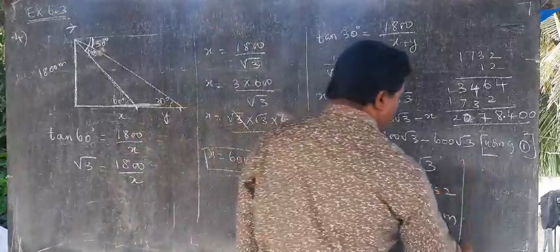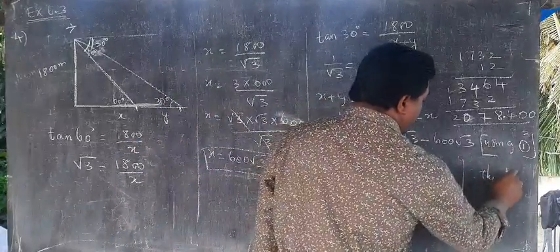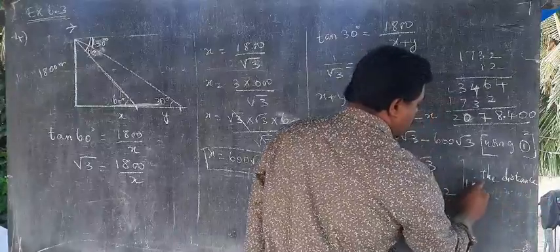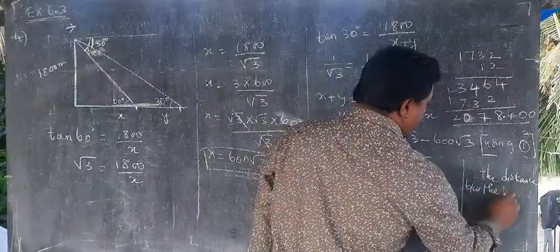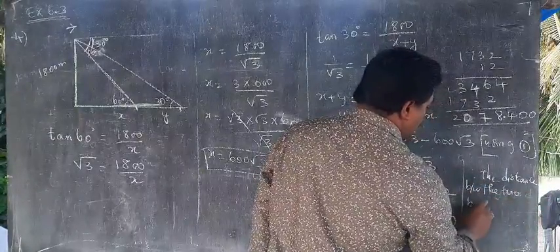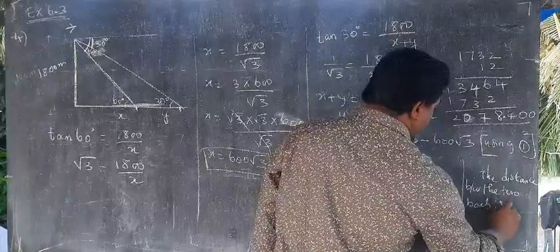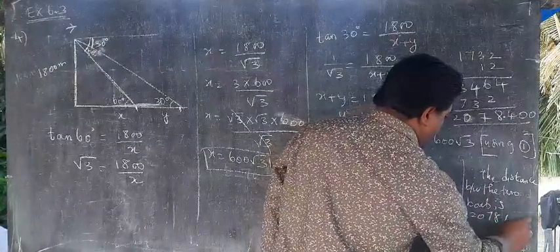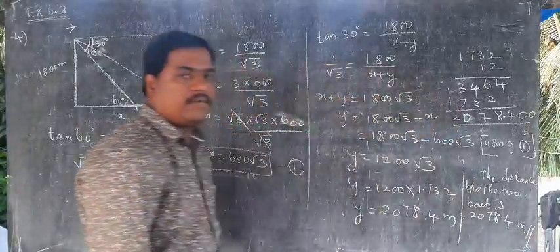Therefore, the distance between the two boats is 2078.4 meters. Right? Thank you.